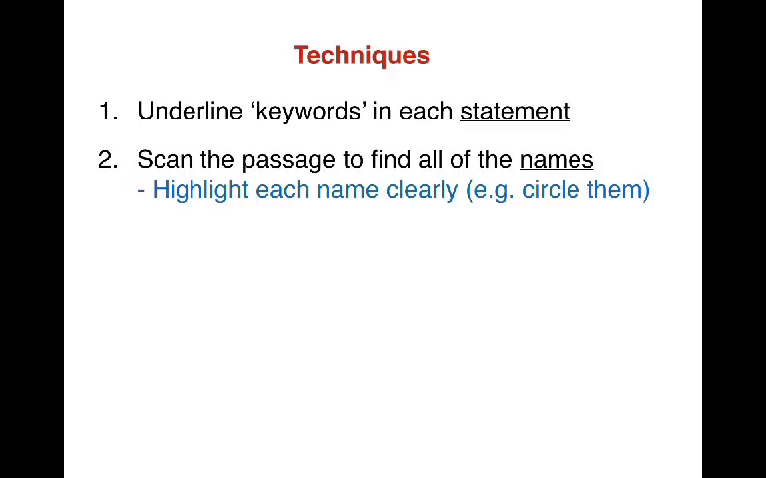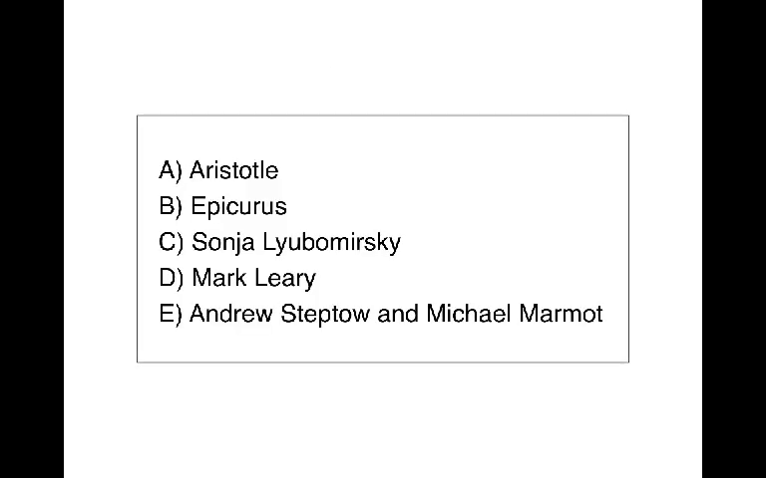Now we go to number 2. Scan the passage to find all of the names. Highlight each name clearly. For example, put a circle round them. Here are the 5 names that we're looking for, A, B, C, D, E. If we go to the passage now, I'm going to just circle the first example of each of these names where it's mentioned. You would hopefully circle all of the repetitions of every name. Every time a name is mentioned, even if it's repeated, circle it. But I'm just going to show you very quickly the first time that each of these names is mentioned so we can see which paragraph it's in.